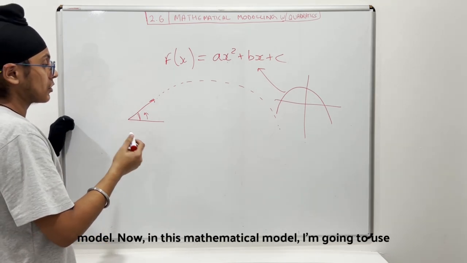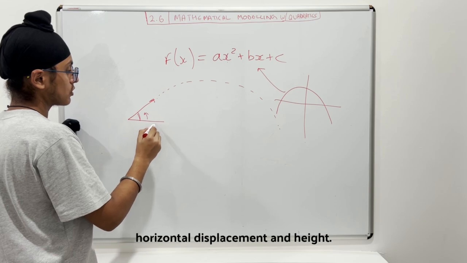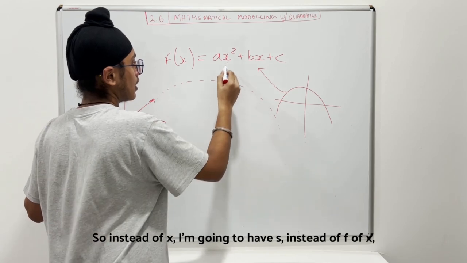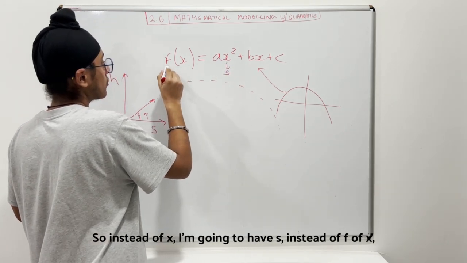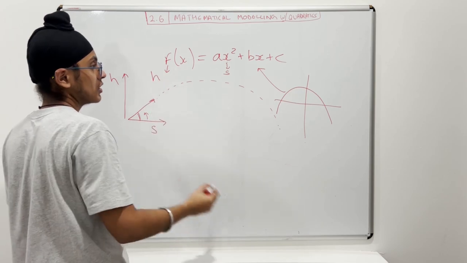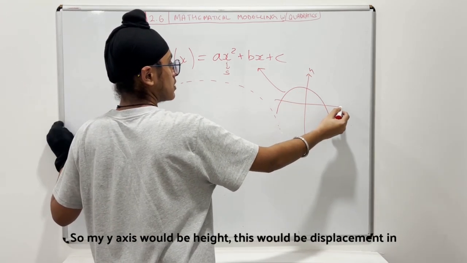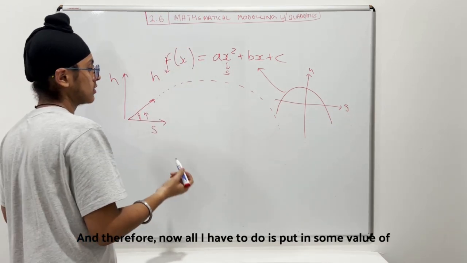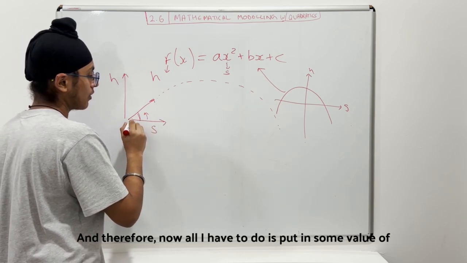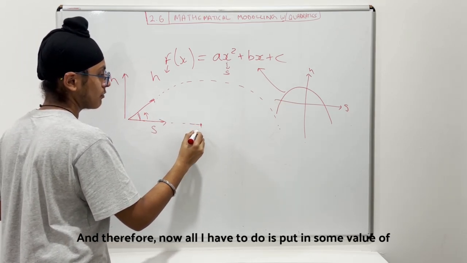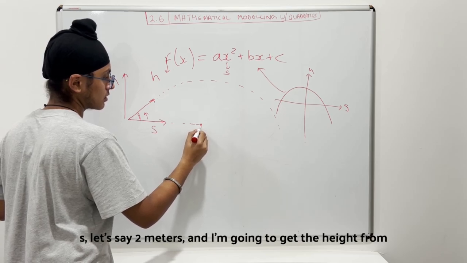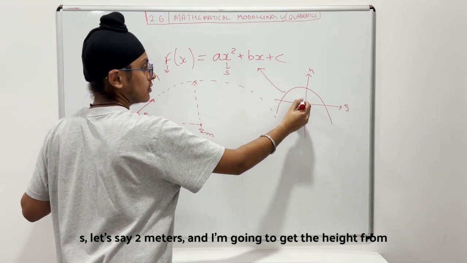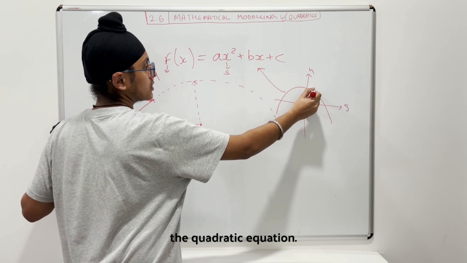Now in this mathematical model, I'm going to use horizontal displacement and height. So instead of x, I'm going to have s, and instead of f of x, I'm going to have h. So my y-axis would be height, this would be displacement in the horizontal, and therefore now all I have to do is put in some value of s, let's say 2 meters, and I'm going to get the height from the quadratic equation.